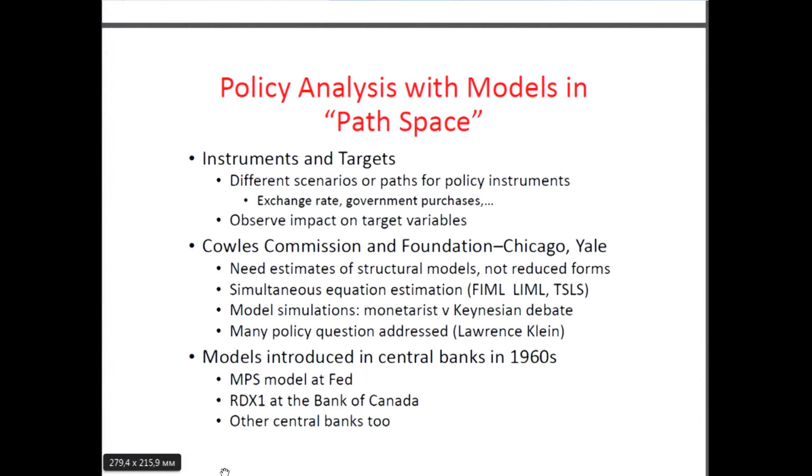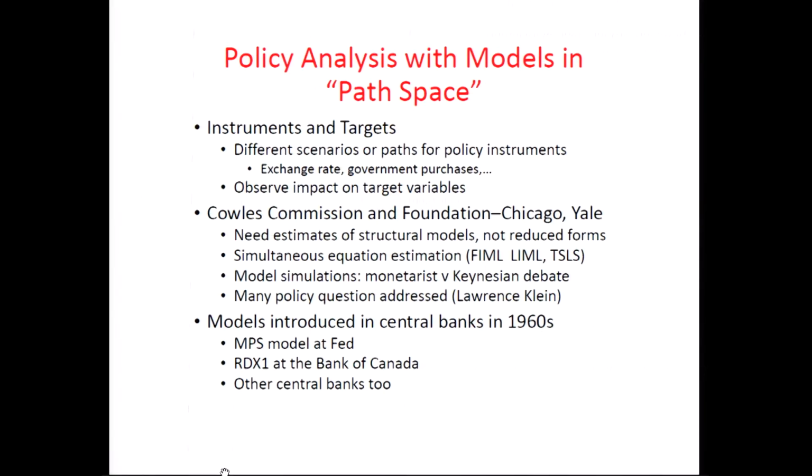In the United States, the Cowles Commission was founded at the University of Chicago, and a whole lot of people gathered to think about how they were going to do policy analysis with these models. First of all, it was pretty clear at the start you needed to have some kind of a structural model. It couldn't just be a reduced form set of correlations. And that led to the question of how do you actually estimate these models? So full information maximum likelihood, two-stage least squares, limited information maximum likelihood. By the way, limited information maximum likelihood was developed by my thesis advisor, Ted Anderson, in 1949.